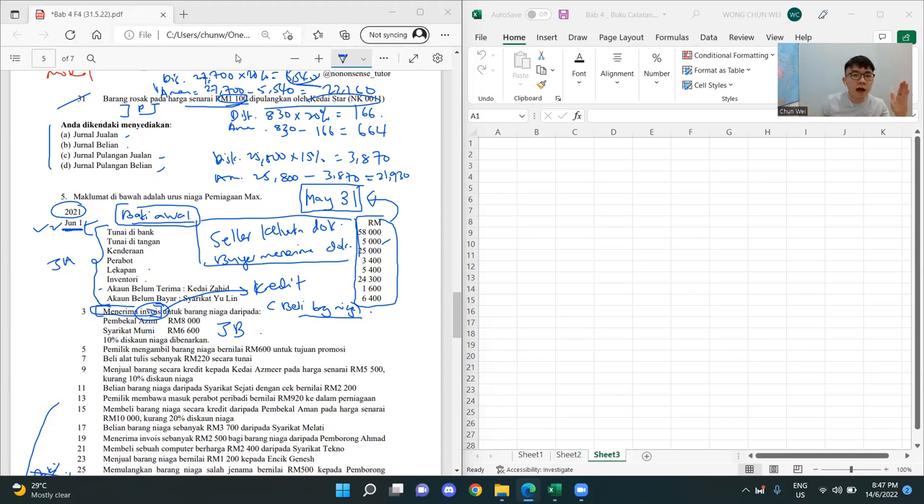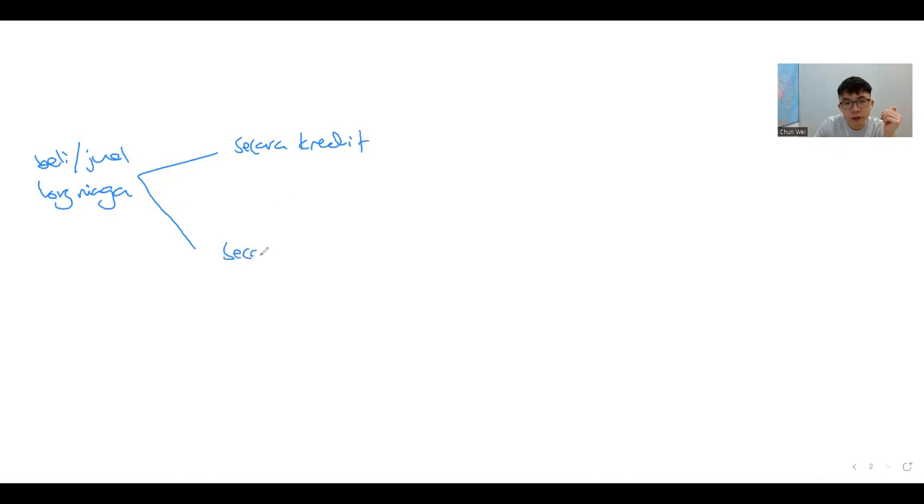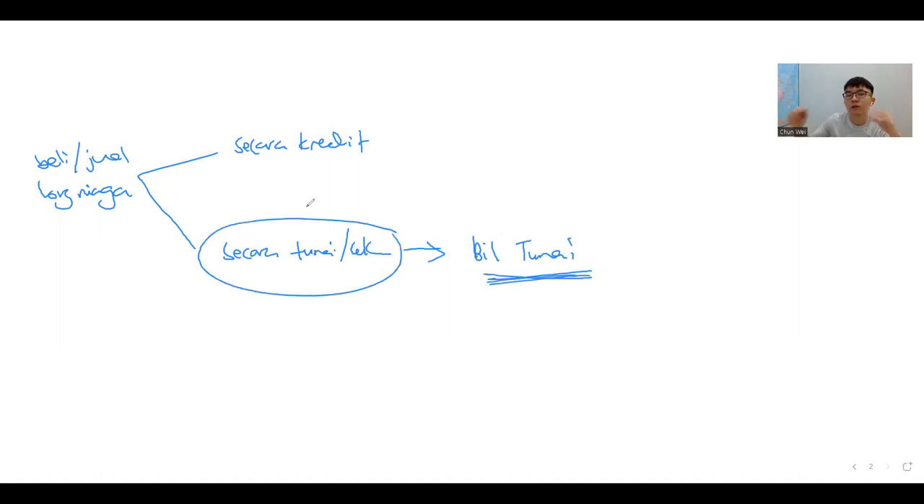So let me draw out the thing again for those that have forgotten. There are two types of document. When you beli barang atau menjual barang, let's talk about cara first. We can beli or jual barang niaga two ways, right? Secara kredit and secara tunai or cek. Yes or no? When it is secara tunai or cek, then what document? Bil tunai.